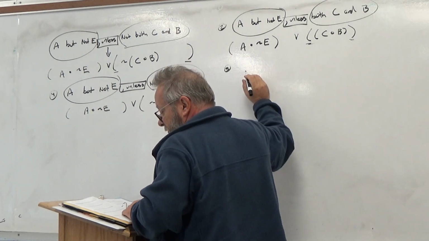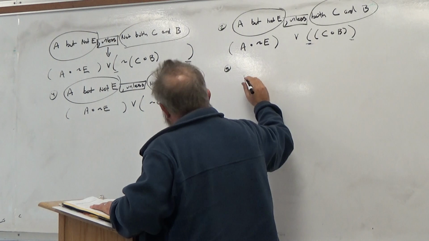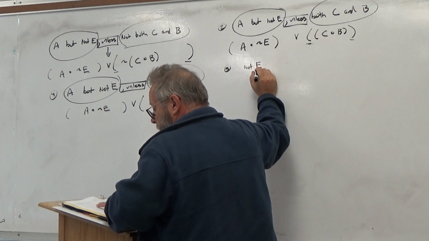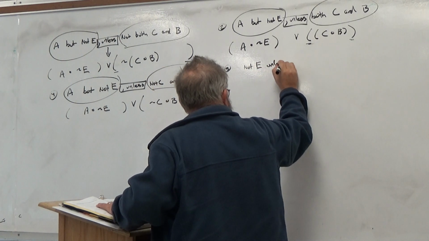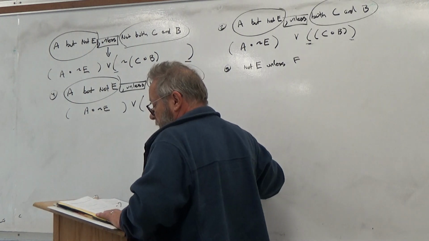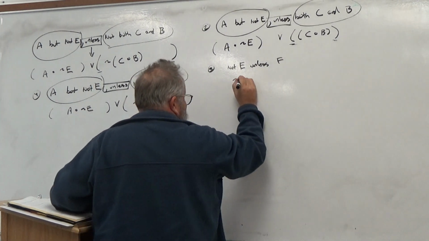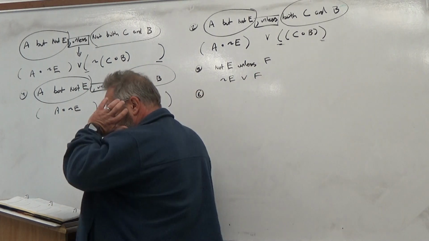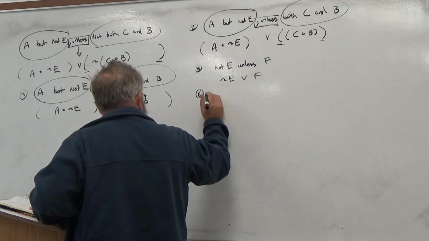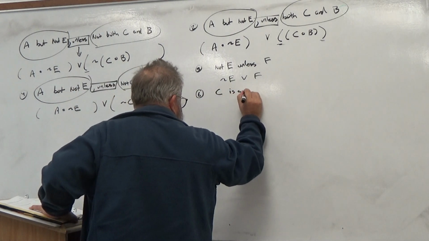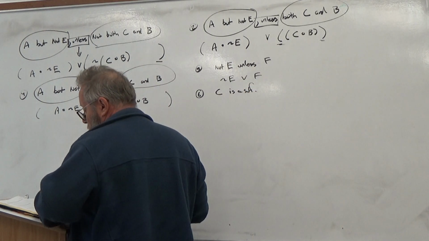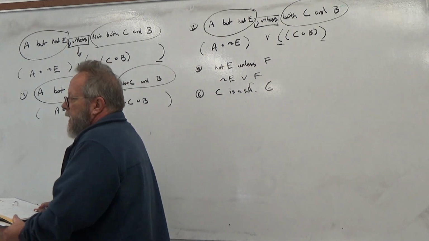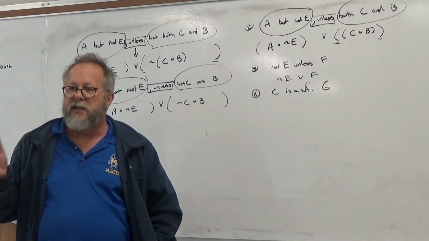Okay. 5. Eric doesn't want, so E is Eric wants, so I'm going to say not E unless Frank wants one. So that's just not E or F. That's easy enough. Okay. 6. Catherine has a Catahoula is a sufficient condition for Gloria wants. Okay. Is a sufficient condition for is a conditional.